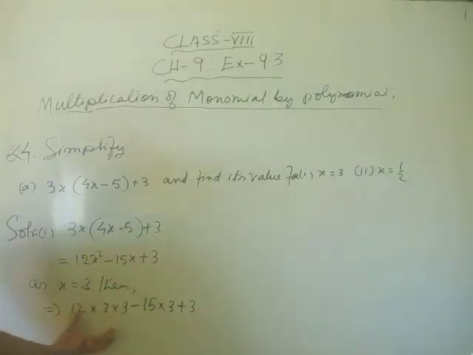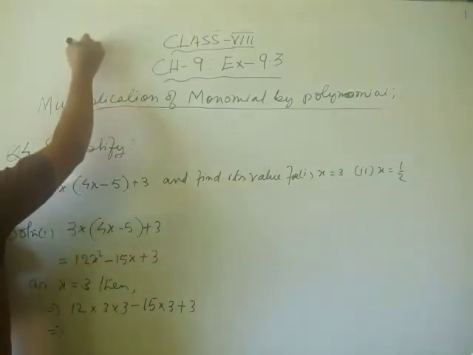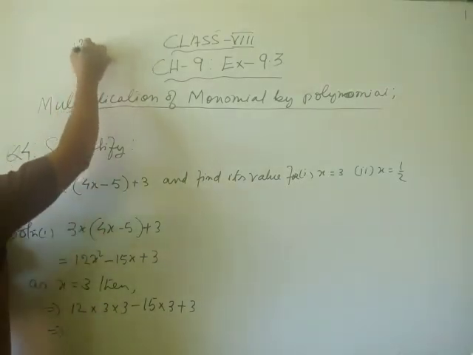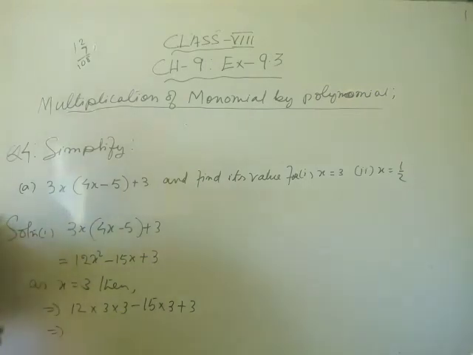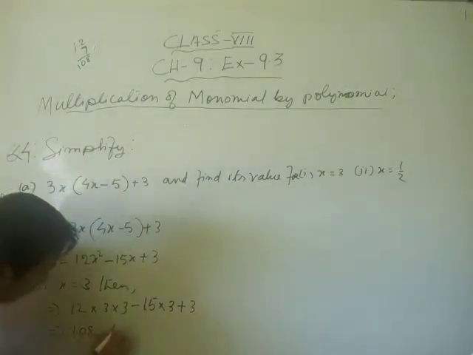Let's see, 12 into 3 into 3. How much is that? 9 twelves, 9 twos are 18, 1 carried, 9. Then we get 108. Minus 15 threes, how much? 15 threes, I think it is 45. Yes, 45. Plus 3.